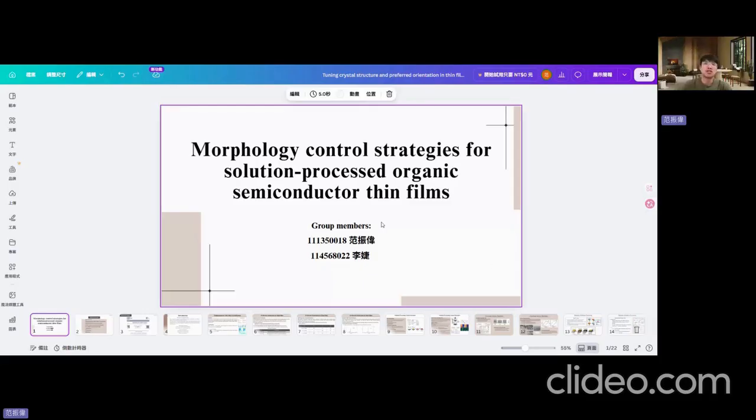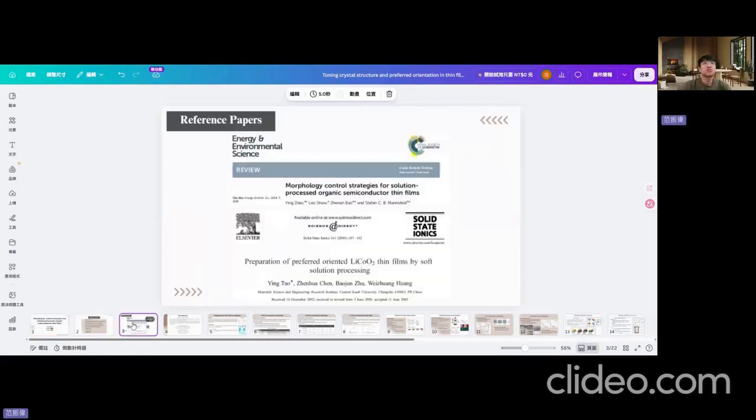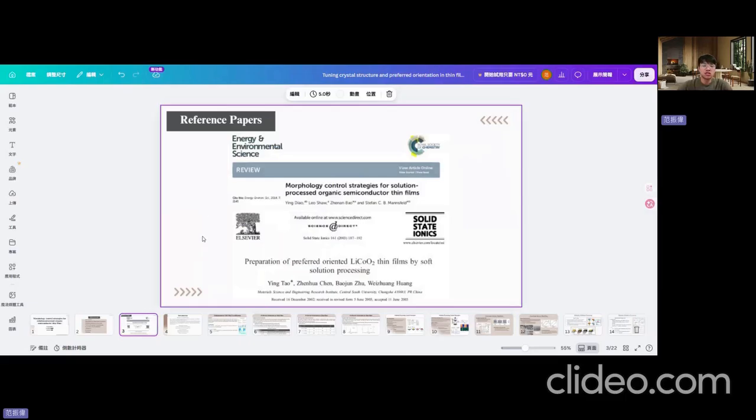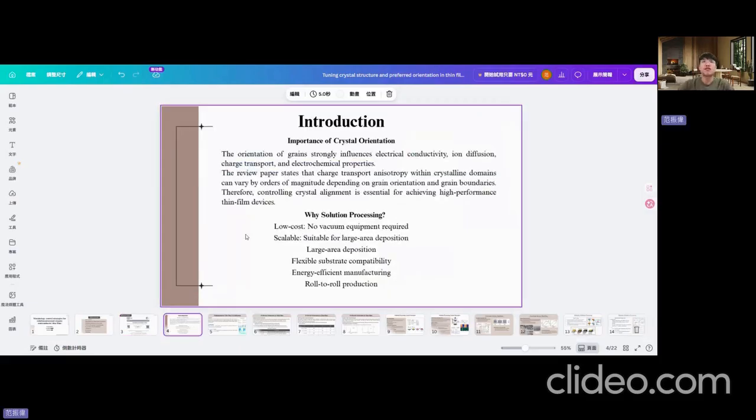For solution processed organic semiconductor thin films. Okay, and then it's introduction, and then it's the outline part. About the reference papers, we use these two reference papers for this report. Okay, about the first one, introduction.